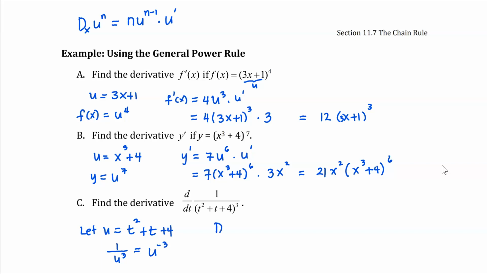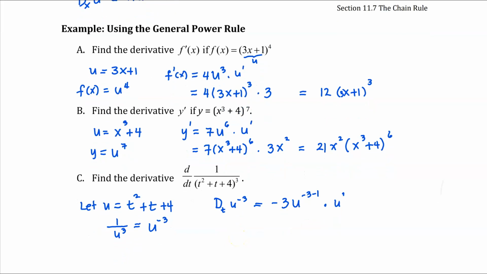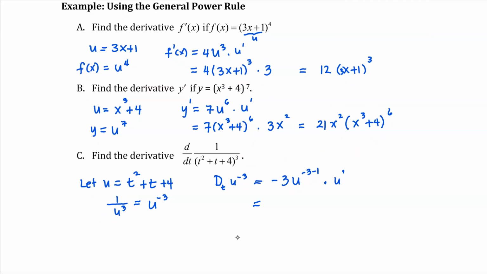And the derivative of u to the negative 3 with respect to t, using the general power rule, is just equal to negative 3 u to the negative 3 minus 1. I'll just write that down. Negative 3 minus 1 is equal to negative 4, times the derivative of u, so times u prime. So this means you have negative 3 u to the negative 4 times u prime.